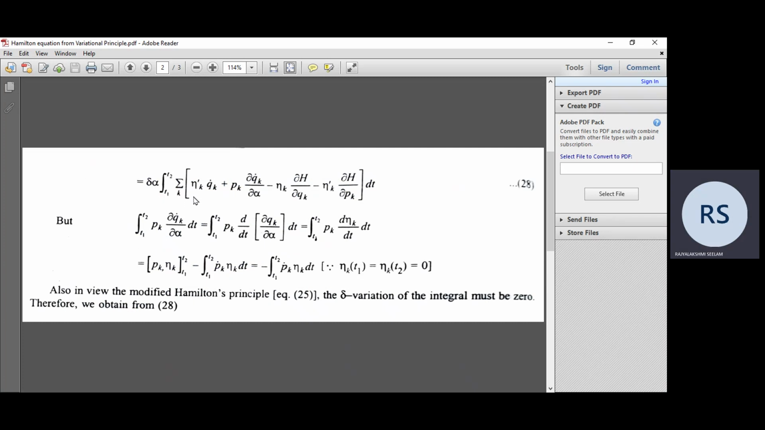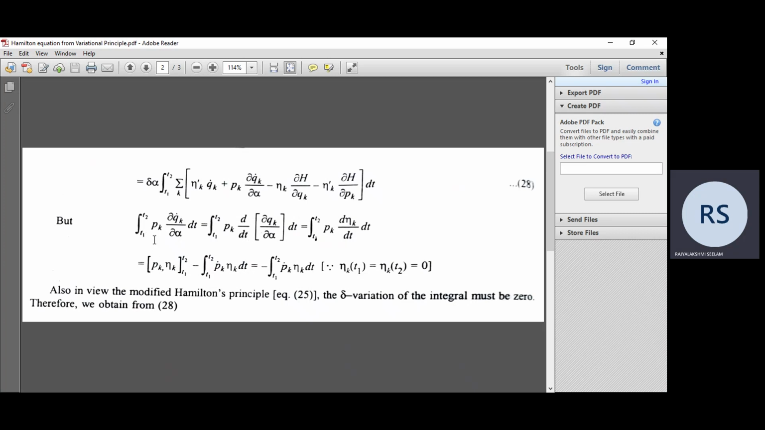δα ∫ from t1 to t2 Σk [η'k q̇k + pk ∂q̇k/∂α − ηk ∂H/∂qk − η'k ∂H/∂pk] dt. So now let us consider this term and we will solve it: pk ∫ from t1 to t2 pk ∂q̇k/∂α.